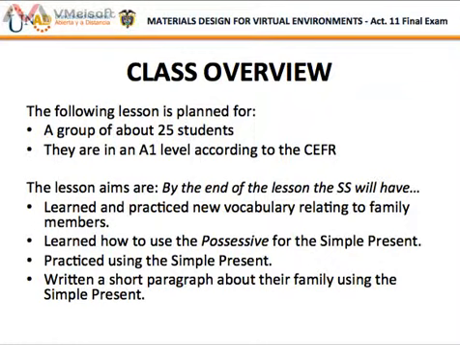By the end of the lesson, the students will have learned and practiced new vocabulary relating to family members. As well, they should have learned how to use the possessive for the simple present. They should have practiced using the simple present, and by the end, they should have written a short paragraph about their family using the simple present.